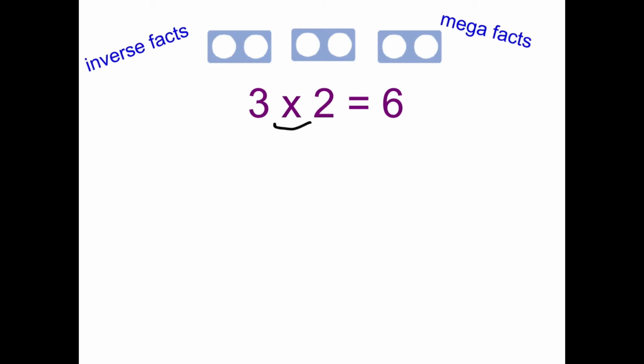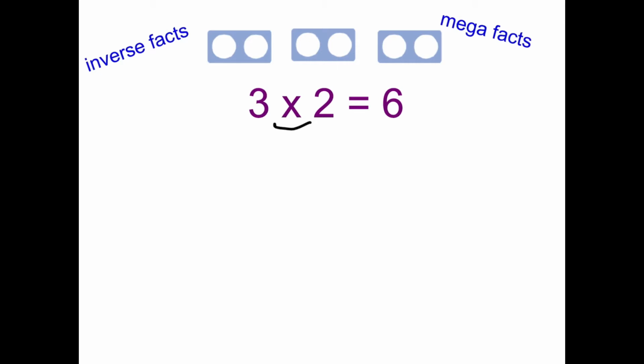So we've got 3 times 2 equals 6, and the picture shows you 3 2's make 6. And maybe you could have a go of drawing that fact. You could draw 3 sets with 2 things in each of the sets. So start off with having a go at drawing it.